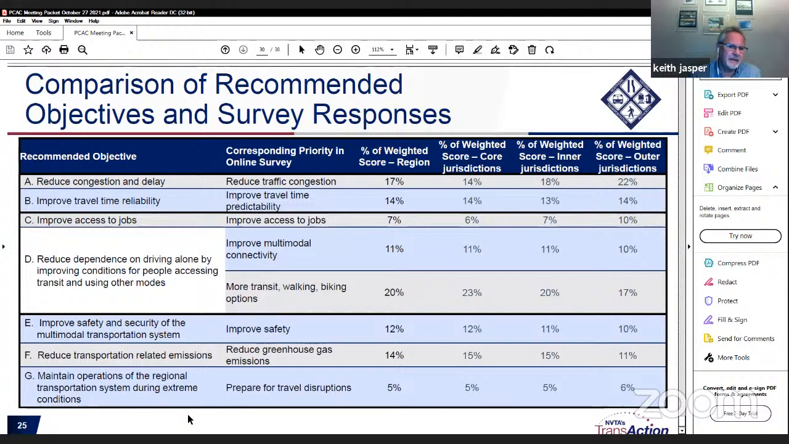And in any case, we don't have exact alignment between the recommended objectives and the corresponding priorities in the online survey. So we can't go like for like in any case, but I just wanted to set that context. Happy to answer any questions you have on the process, or Tom and I can answer any questions you have on slide 25. Thank you, Madam Vice Chair. Back to you. Okay, thank you, Mr. Jackson. Are there any questions?